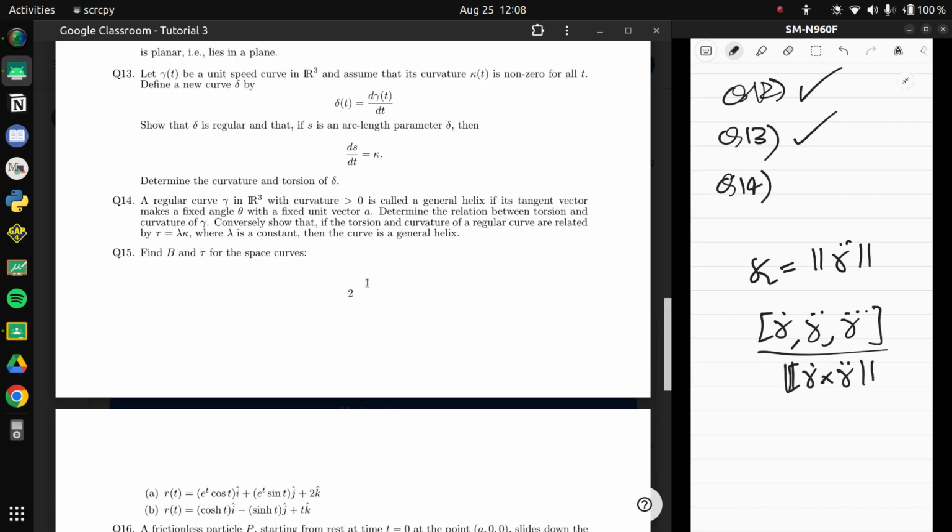Yeah, that's the thing. So first we have to figure out what this stuff is. Gamma dot, gamma double dot. So gamma dot is just a unit vector. Gamma double dot is the curvature. Okay, so it's a... This is really bad.